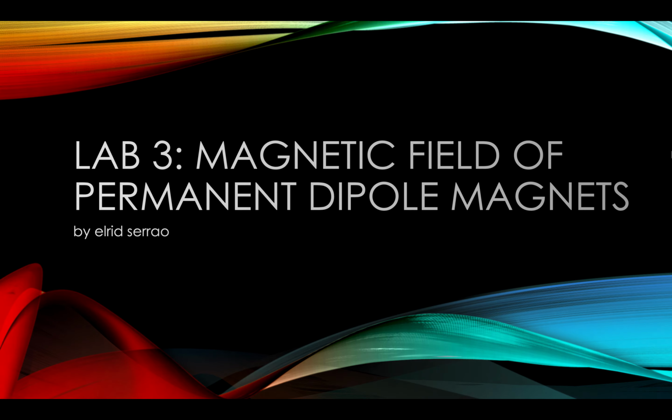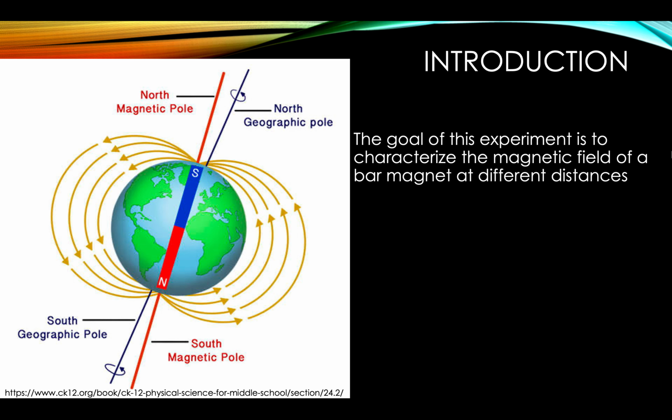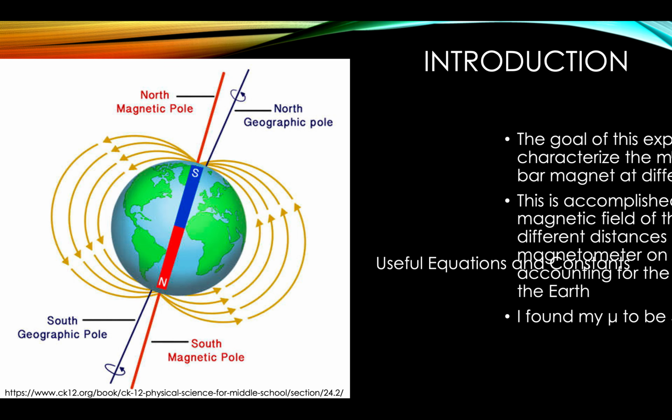Dipole Magnets. The goal of this experiment was to characterize the magnetic field of a bar magnet at different distances by using a magnetometer to measure the magnetic field while accounting for the magnetic field of the Earth. And from this, I found the magnetic dipole moment of my magnet to be 5.12 amp meters squared.